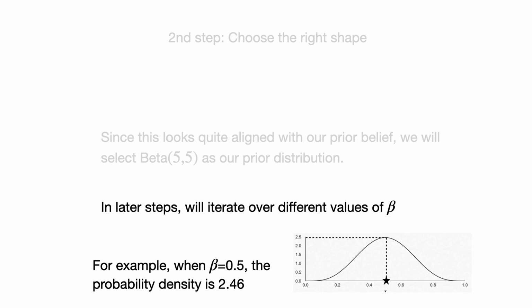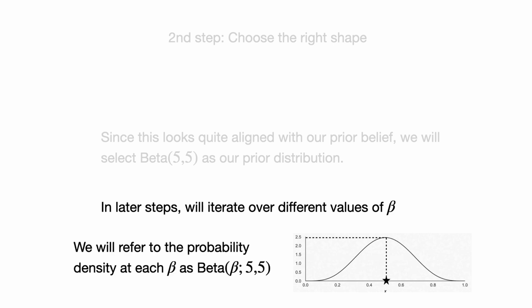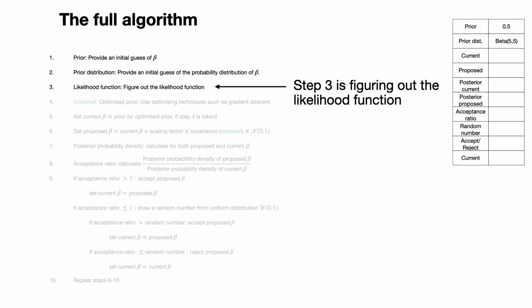For example, when beta is 0.5, the probability density is 2.46. Here is when beta is larger and smaller. We will refer to the probability density under this distribution at beta as beta 5 5. Step 3 is figuring out the likelihood function.